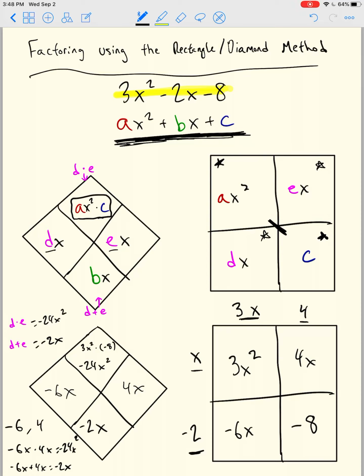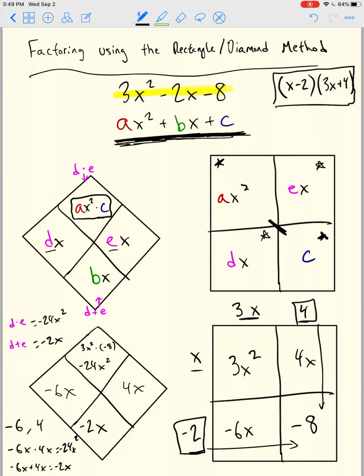And just to make sure, you can also figure out some of the other numbers, but to make sure that works, we need to make sure the 4 times this -2 lines up, I'll draw some arrows in there, to equal that -8. 4 times -2 equals -8, so that's good. So now we can rewrite this, I'm going to write it up top, I ran out of room down at the bottom, but our two factors are going to be x minus 2 and 3x plus 4. And that is our final answer that way.